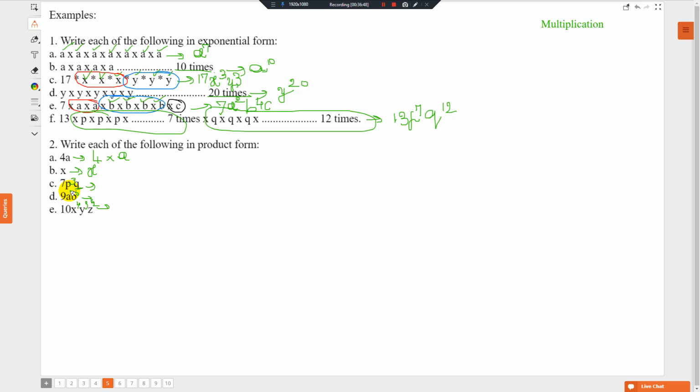So here in 7p³q, what is the first one? p is how many times repeated? 3 times. How many q is repeated? 1 time. Now here 9b⁵. First one, what is 9? Is it single or multiple, double, single? So right, single time. Then b is repeated how many times? 5 times.